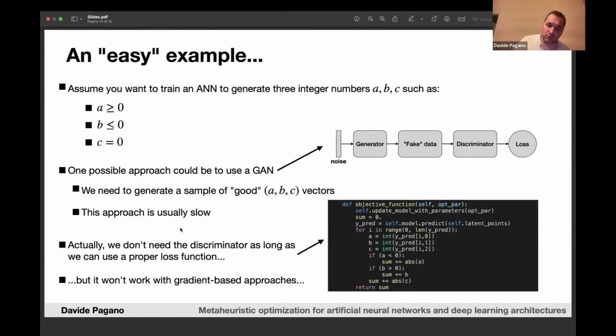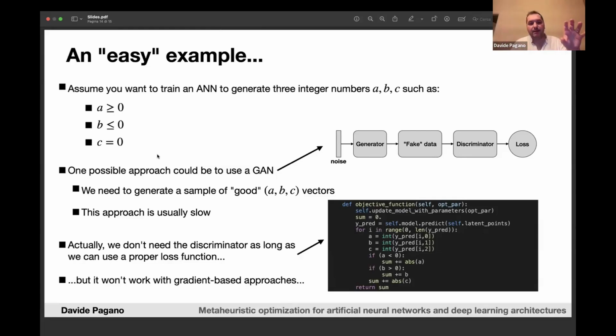So assume that you want to train a neural network to generate 3 integer numbers, A, B, C, such that A is not negative, B is not positive, and C is equal to 0. Now, there are several approaches to tackle this problem. For example, one approach could be to use a generative adversarial network, which, as you may know, is a system of 2 networks that contest each other in a zero-sum game.